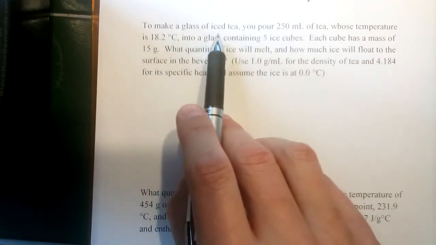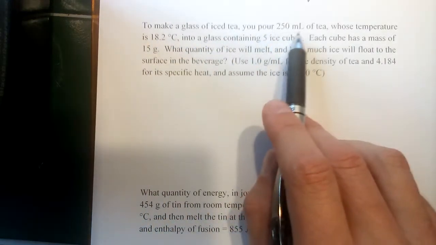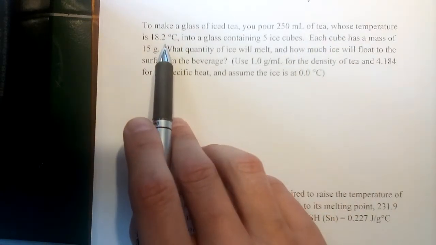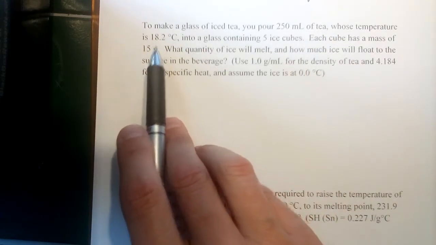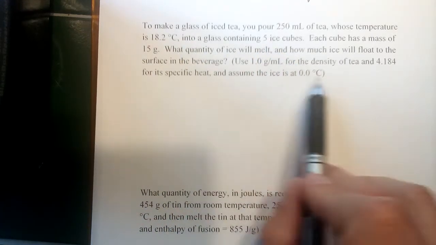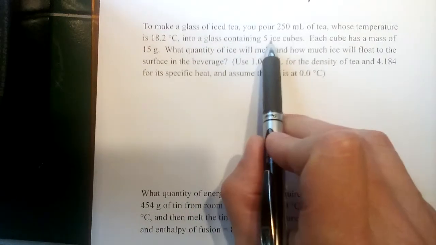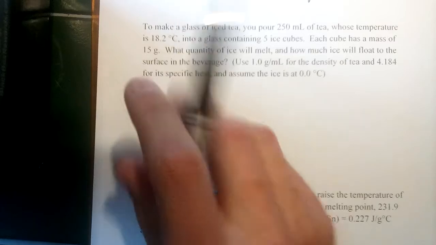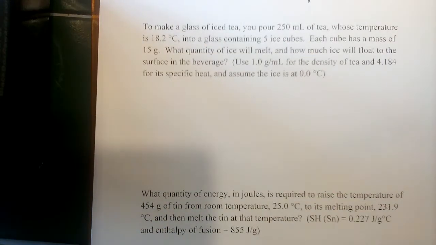We want to make a glass of iced tea. We take some 250 milliliter tea at 18.2 degrees, so that'd be pretty warm for tea, and we pour it into a glass that has 5 ice cubes. So it says down here at the bottom, assume the ice is at 0 degrees C. Okay, so if the ice is 0 and the tea is 18.2, the tea is hot, the ice is relatively cool. That means heat is going to flow from the tea into the ice.